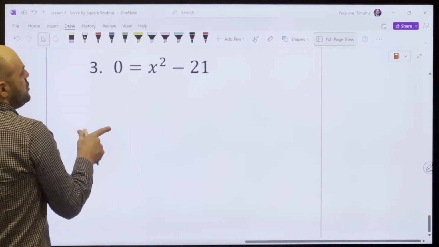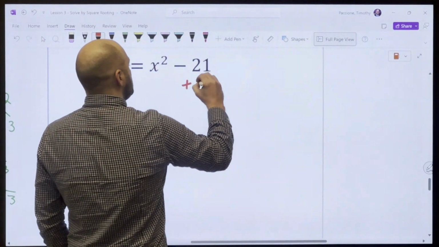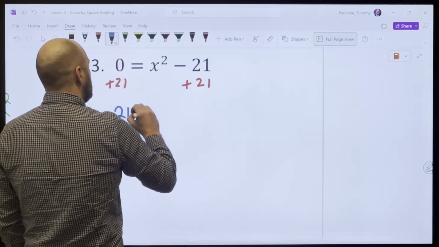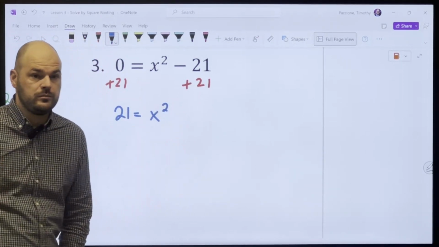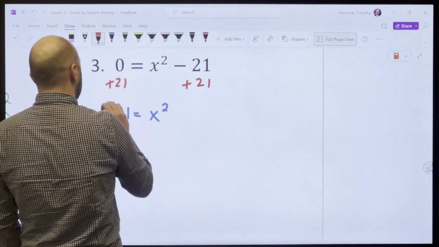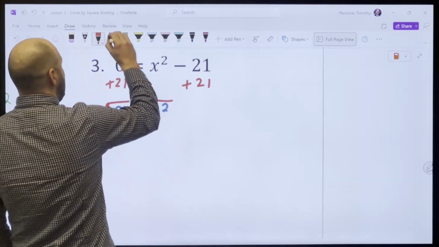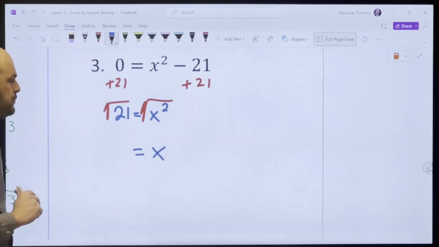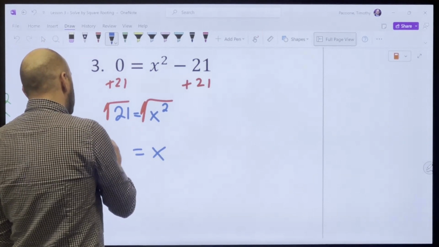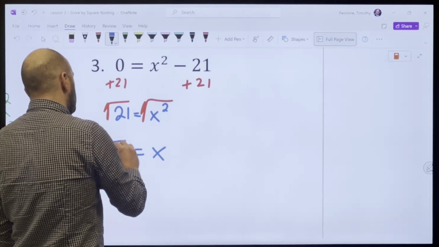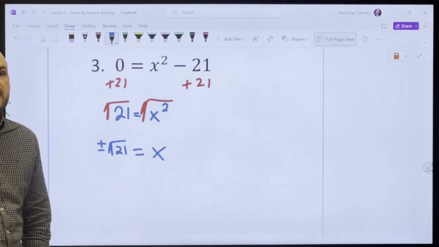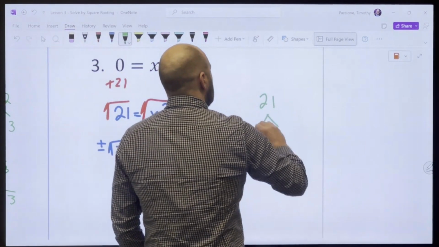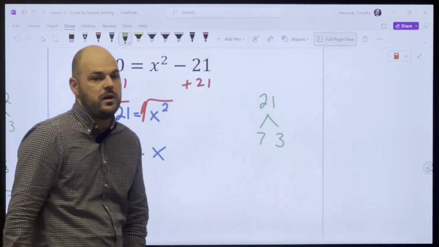Again, we're going to isolate the square. So I add 21 to both sides. I get 21 equals x squared. Square root both sides. And I get x equals, and then I have square root of 21. Now, I'm going to write plus or minus the square root of 21, even though 21 cannot be broken down, right? 21, that's 7 and 3. There's no perfect square in there.